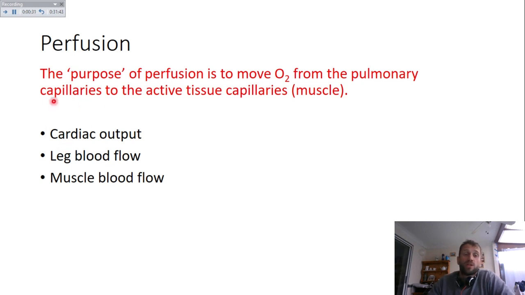Hopefully you can imagine that the things that are going to allow us to perfuse this oxygen to the muscle are going to be an increase in cardiac output, and we can do that via increases in heart rate or increases in stroke volume. But we need to make sure that we're not only increasing cardiac output, but we're actually increasing the amount of cardiac output that's going to the areas of interest. For example, increasing leg blood flow and muscle blood flow. So it's not just about pumping more from the heart, it also has to be moved to where it's required. In our case, usually the active muscles.